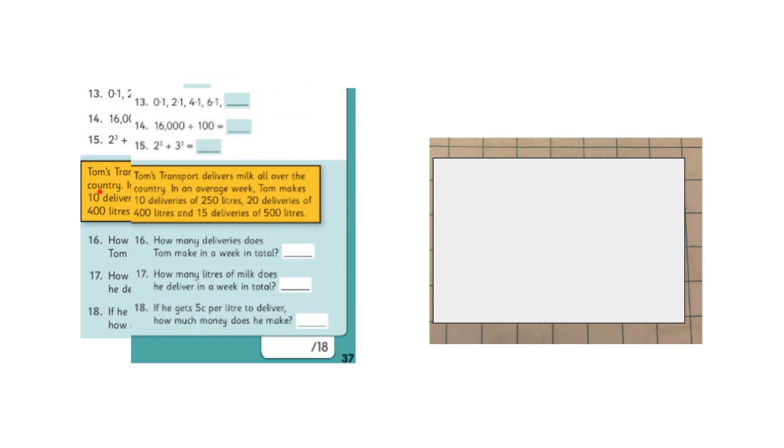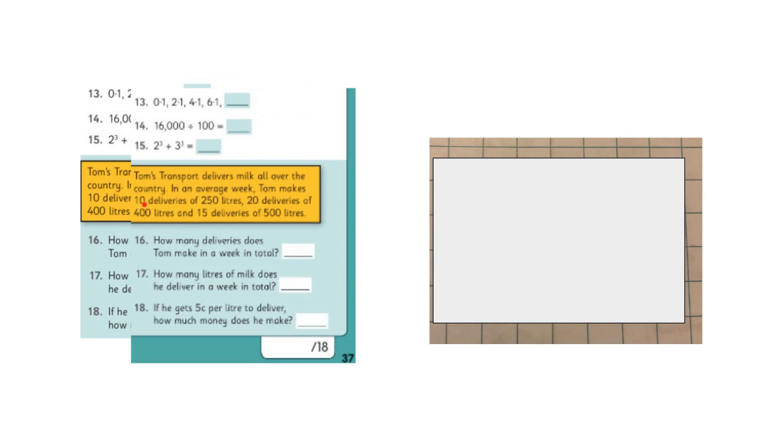Okay, the word problems. Tom's Transport delivers milk all over the country. In an average week, Tom makes 10 deliveries of 250 litres, 20 deliveries of 400 litres, and 15 deliveries of 500 litres. How many deliveries does Tom make in a week? That one should be fine. He makes 10 deliveries, 20 deliveries, and 15 deliveries, so you just have to add those.